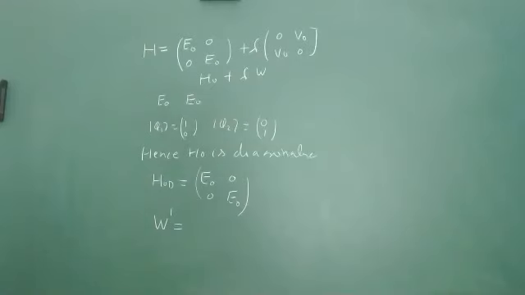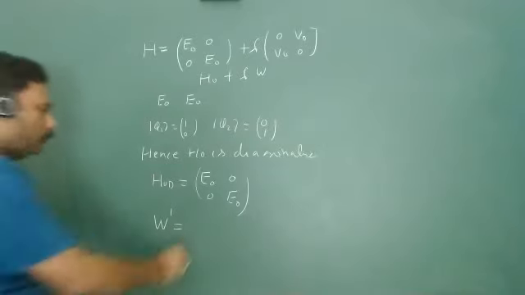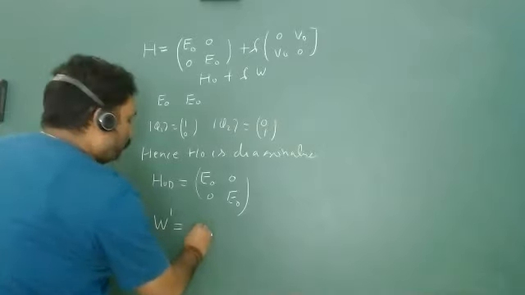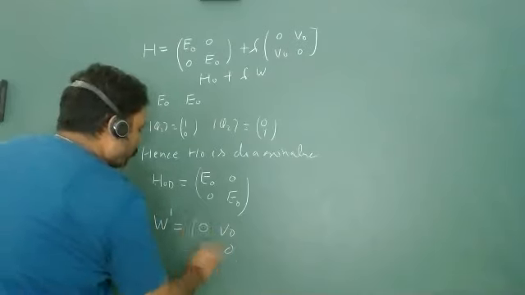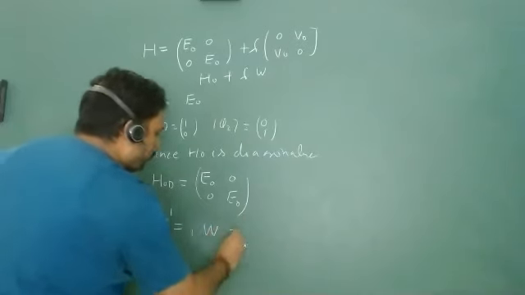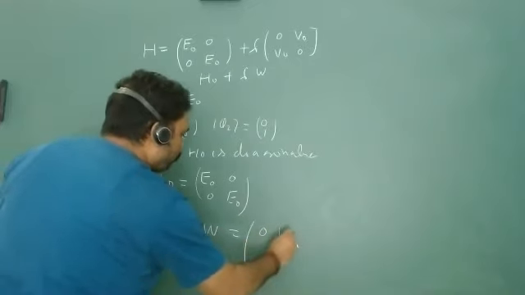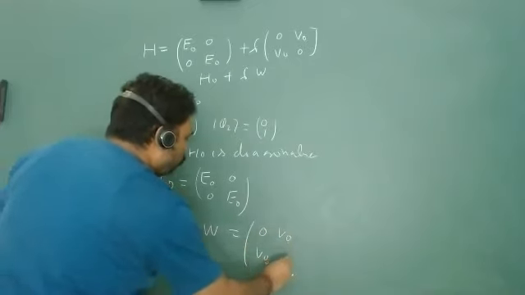What will be your W dash? W naught? V naught, W. That is the same W. Why is it W? Let me give you the explanation also. W dash is equal to W, and this will be 0, V naught, V naught, 0.